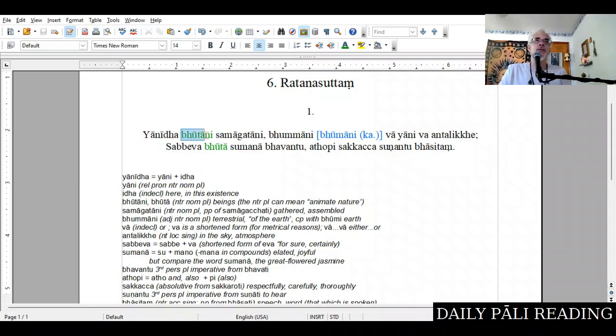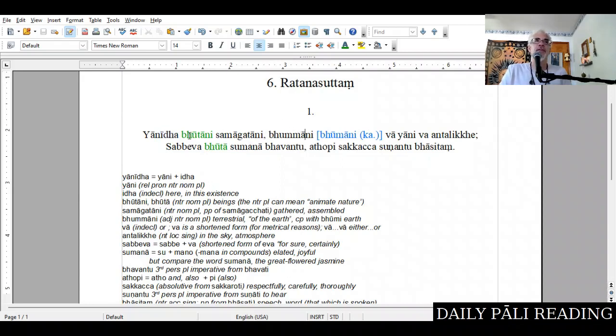So here, if we look at bhūtāni, this is the neuter nominative plural of bhūtā or bhūtaṃ, and it means beings. It can, in the neuter plural, mean animate nature. It might be the case that the neuter is being used for metrical purposes. It could be that this is really trying to get at including every form of being possible. So, the beings which, this is our relative pronoun here, and then we can go to this word, samāgatāni, which is the past participle of samāgacchati, which have been assembled, which are gathered, idha, here.